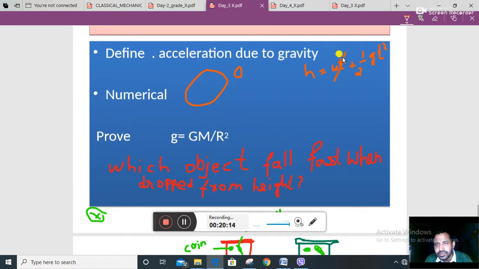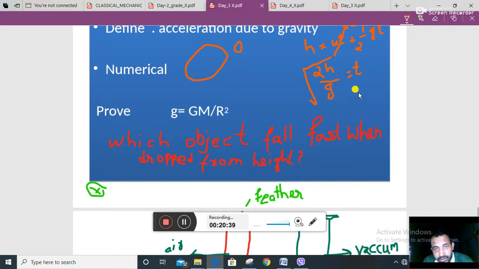Now initial velocity should be 0 because while dropping from a height, there is no need to give initial velocity. From here the equation is 2h by g equals t square, so t equals root over 2h by g. I think it's clear, you know the mathematics. If you have any problem, you can inbox me in messenger and I will give you the answer. From here, the height is the same. Whether it is a big ball or a small ball, both are falling from the same height.